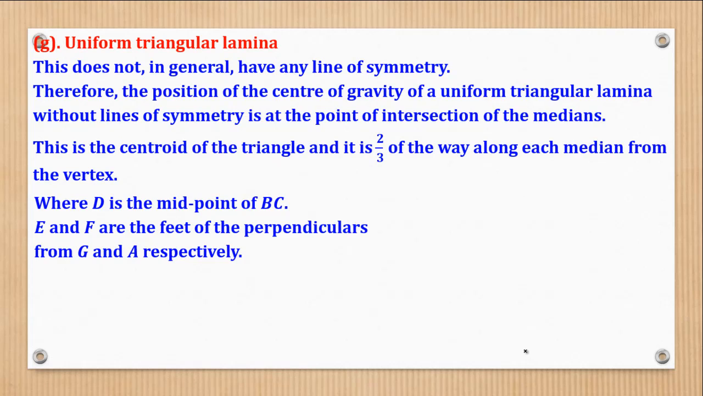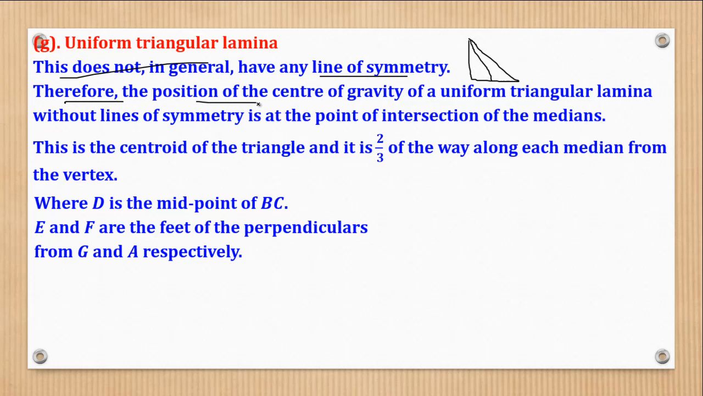Then uniform triangular lamina. This does not in general have any line of symmetry. I think we saw that for a right angle triangle there was no line of symmetry, but it still followed the rule that from the vertex it meets the midpoint of the opposite side. So that's what we also use.